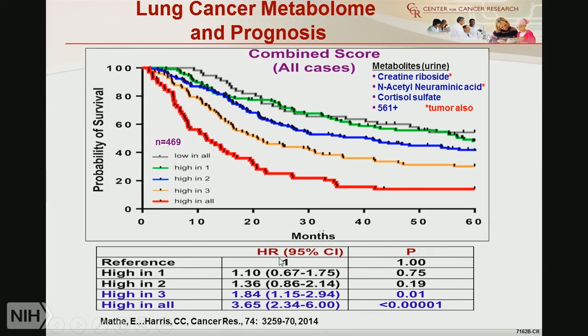So we published last year a study of metabolomics looking at urine, and in an unbiased way, 4 of these metabolites were associated with poor prognosis, and all 4 of them were independent of each other. If you put them together, the prognosis is, after a 5-year period, only about 20% of these individuals were still alive.